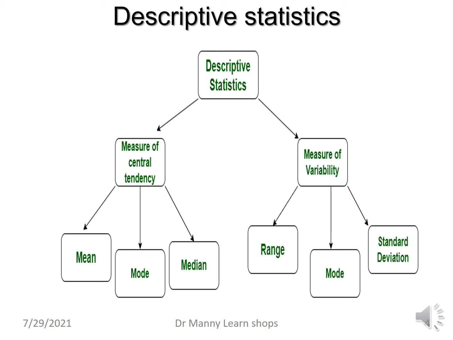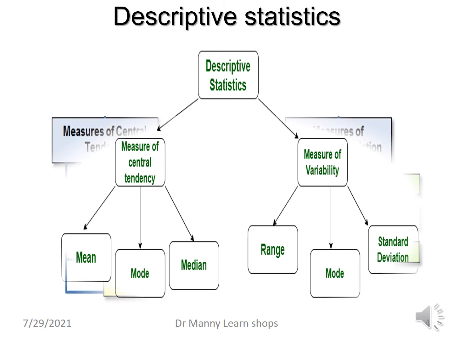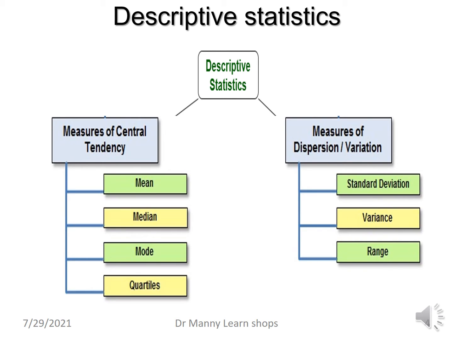Descriptive statistics can be measures of central tendency, which is the mean, mode and median, or a measure of variability, which can be the range and standard deviation. Taking it further, descriptive statistics, as we said, as measures of central tendency, can involve the mean, median, mode, quartiles, and variation or measures of dispersion: standard deviation, variance and range.